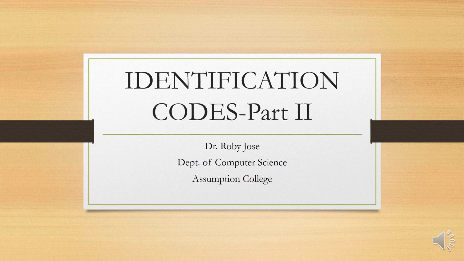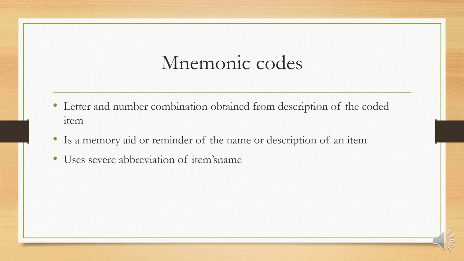In this type of code, a combination of letters and numbers is used to describe an item. Alphanumeric code is again divided into 2 types: mnemonic codes and alphabetic derivation codes. First we will see what a mnemonic code is. We have already seen alphanumeric code as a combination of letters and numbers, so obviously mnemonic codes are also a letter and number combination.